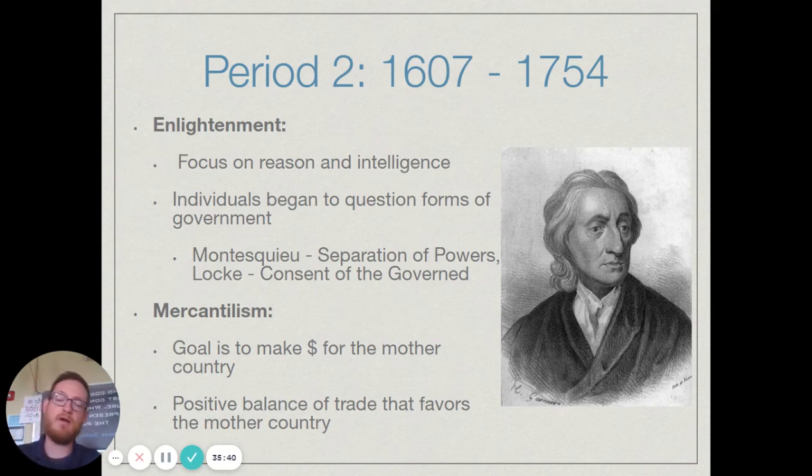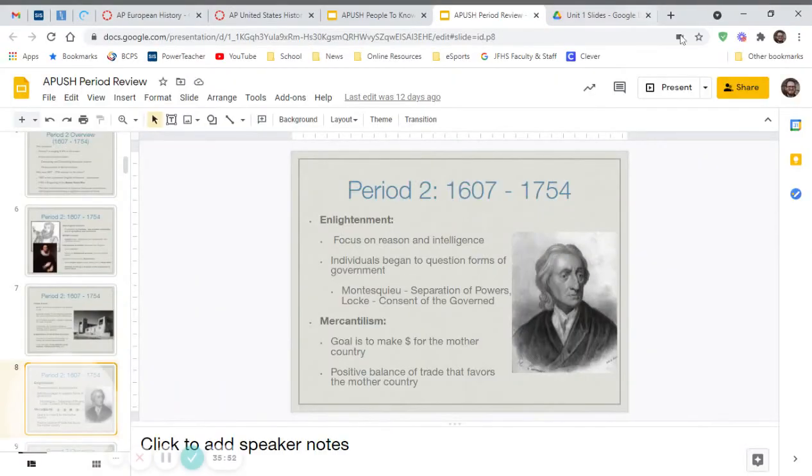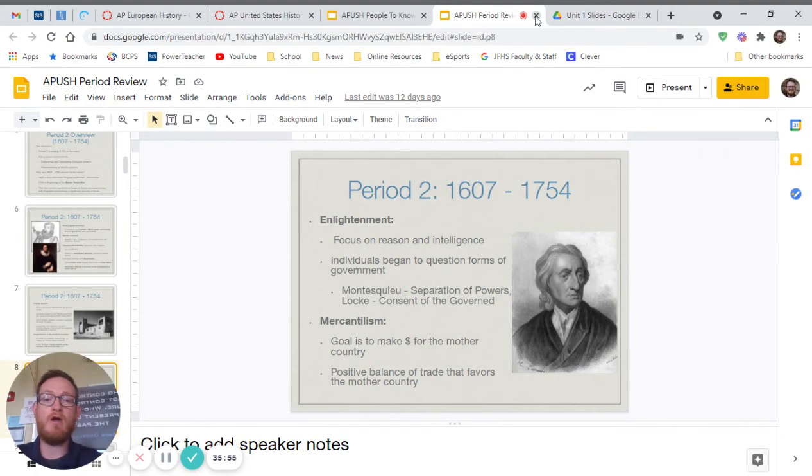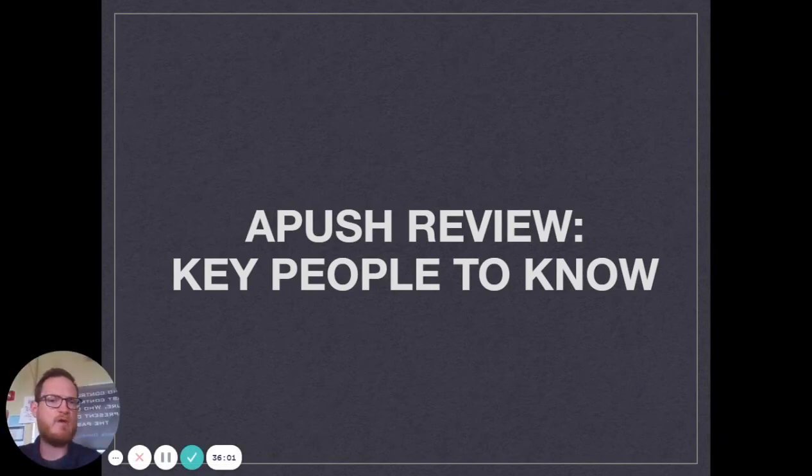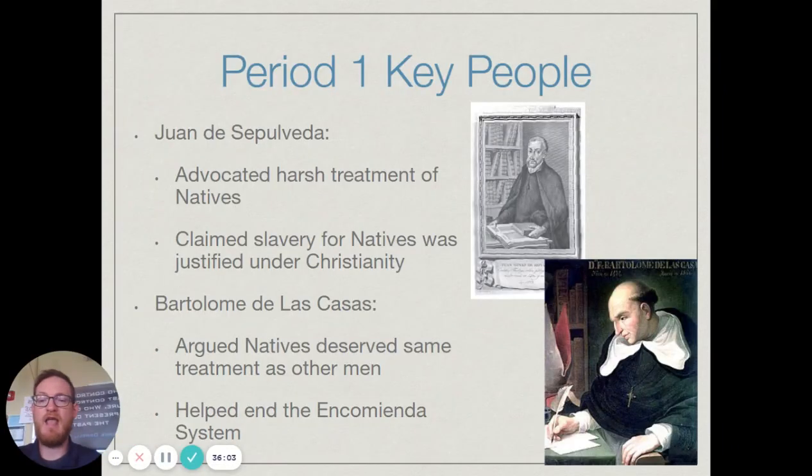Again, that's going to be important because you're going to see some of your most vocal advocates for independence, such as John Hancock, were very well-known smugglers of that time. So that brings us to the end of period 1 and 2. We are going to quickly look at some people that you need to know from these periods. And these are people that are frequently mentioned on the AP exam.